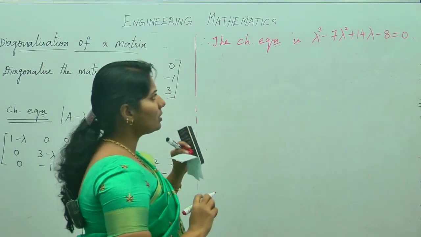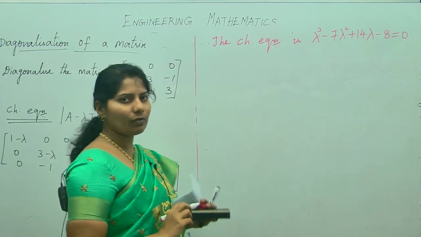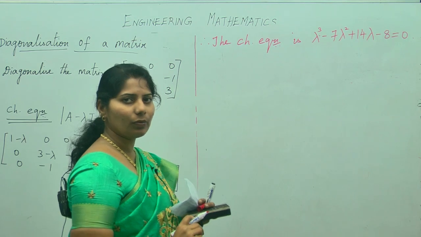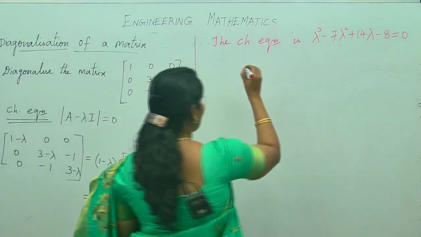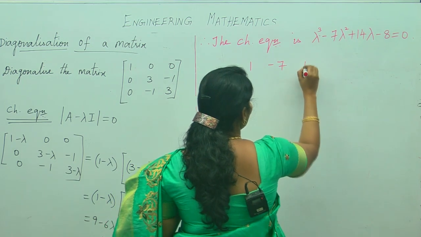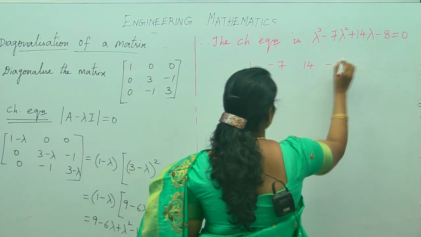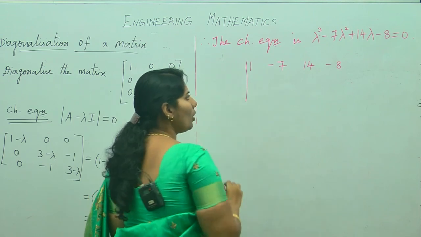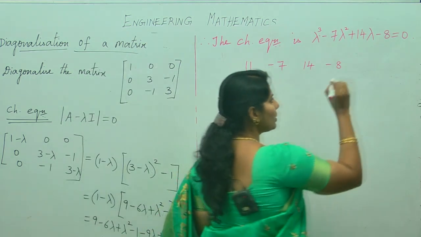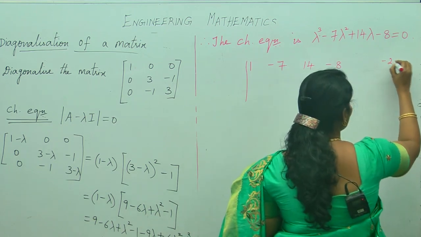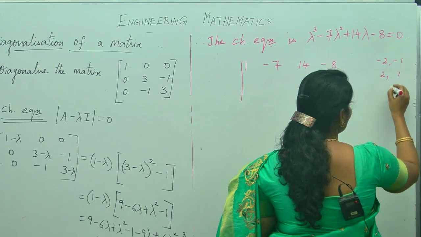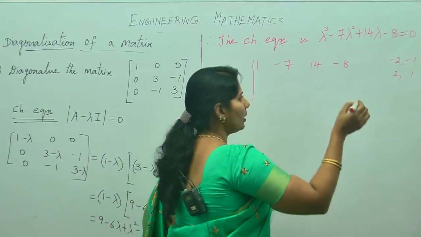Now, first step, find the eigenvalues. To find the eigenvalues, we have found out the characteristic equation. How will you do it? By applying the synthetic division. 1 minus 7, 14 minus 8. As I told you earlier, how will you find the synthetic division? You will take the roots randomly, that is minus 2, minus 1 and then 2, 1 and then anything 3, so on, minus 3, like that.